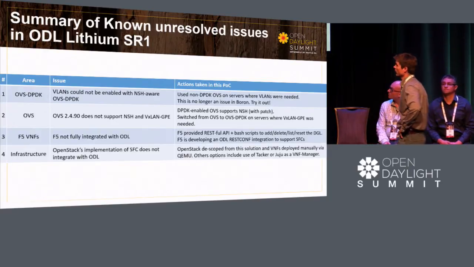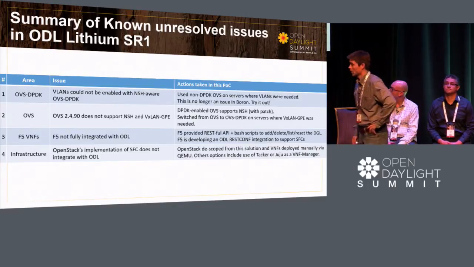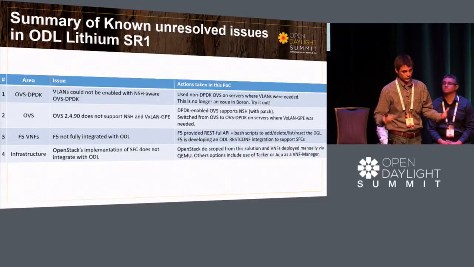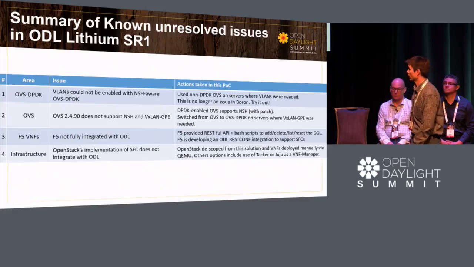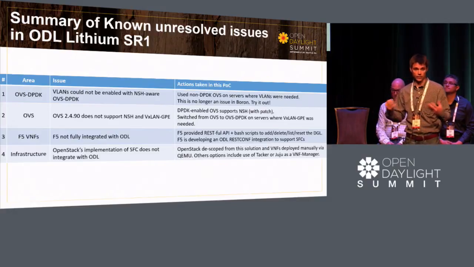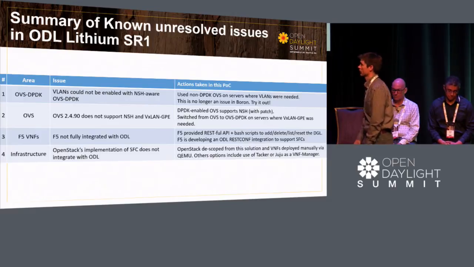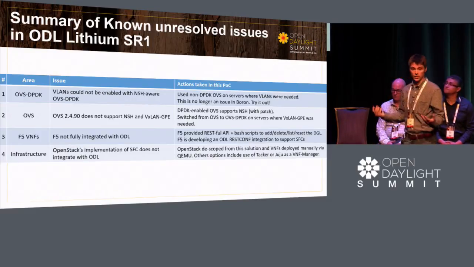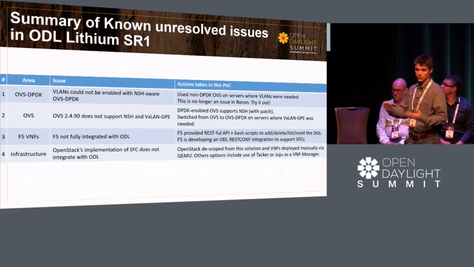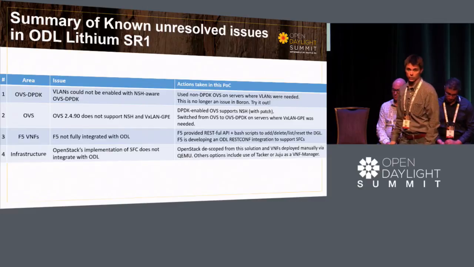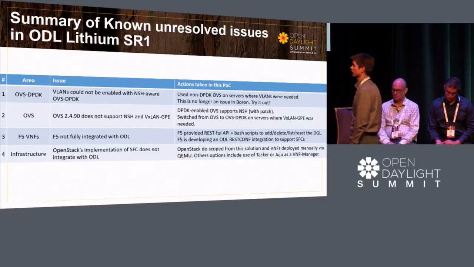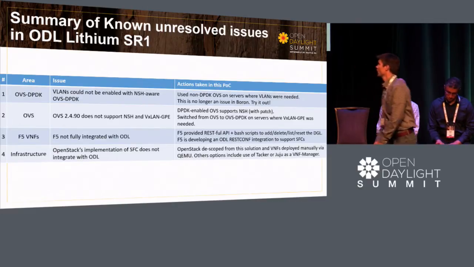The third one there, F5 was not fully integrated with ODL. And so in the beginning, when we started this collaboration with F5, one of the intents was to see what we could do to make it a single point of provision from ODL to provision these roles across the system. So we knew in the beginning we were going to do some customization with the F5 VNFs, and so they provided a RESTful API and bash scripts to allow us to replicate any of the provisioning we were doing from ODL to have a consistent look and feel across the end-to-end system.